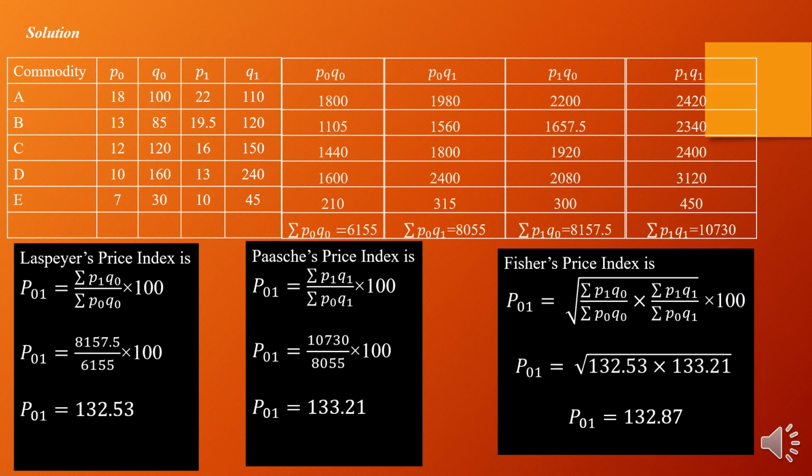The last one is Fisher's price index number. So you take the root of Laspeyres' and Paasche's price index number. So here Paasche's price index number is 133.21 and Laspeyres' price index number is 132.53. When you multiply them and take the root of that, it comes to 132.87.